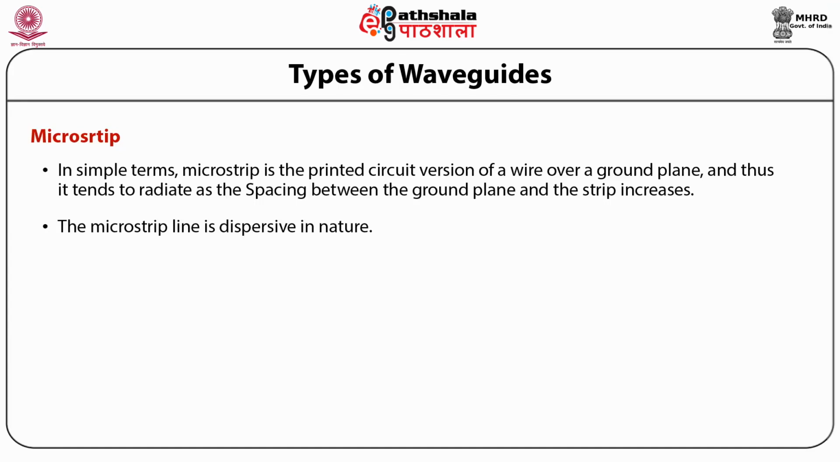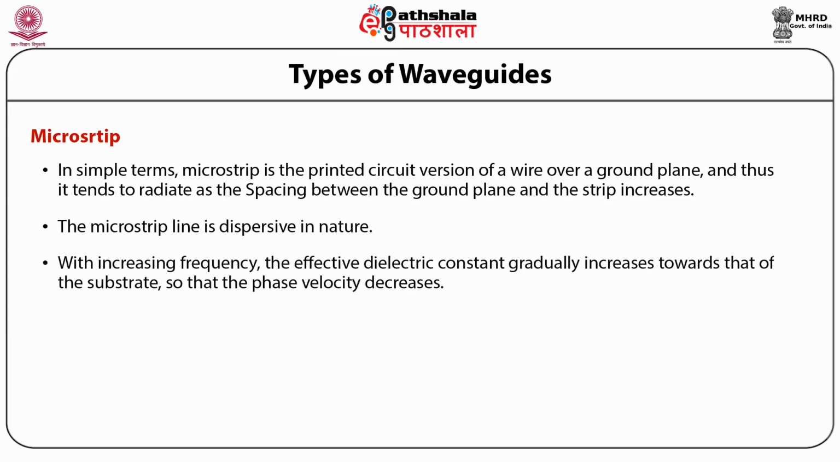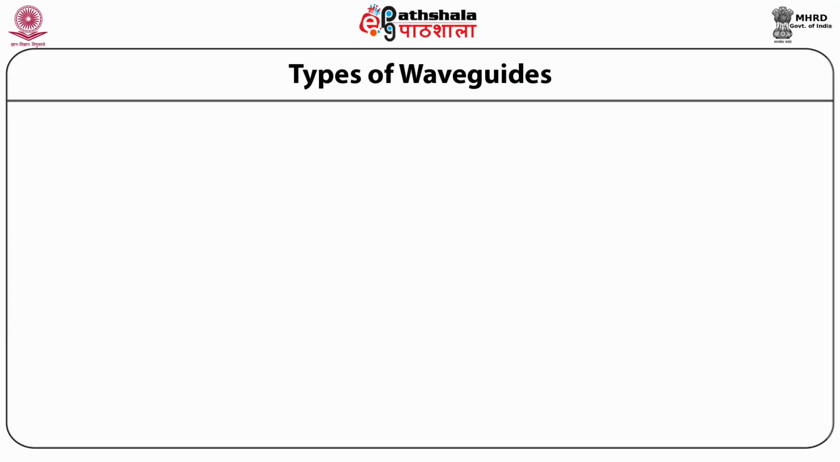The microstrip line is dispersive in nature, and with increasing frequency, the effective dielectric constant gradually increases towards that of the substrate, so that the phase velocity decreases. However, it is also valid for a non-dispersive medium. The third category is the coplanar waveguides.